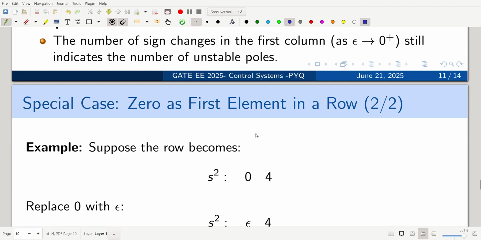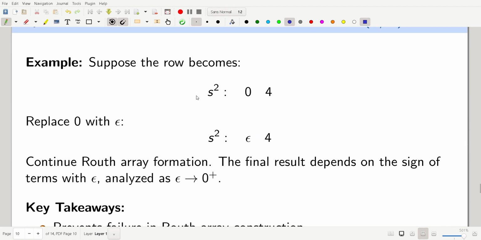Just as an example, for s squared equal to 0 in the first column, you put epsilon here instead of 0. So continue the Routh array formation. The final result depends on the sign of the terms with epsilon when epsilon tends to 0.